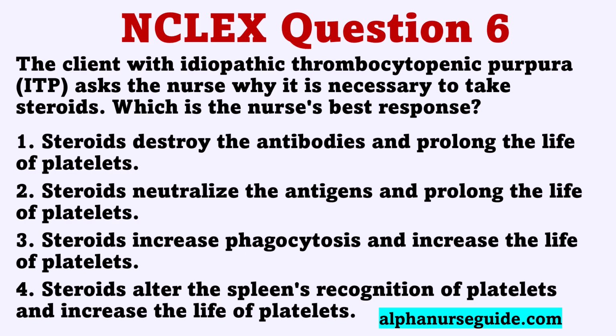The correct answer is 4. ITP is treated with steroids to suppress the splenic macrophages from phagocytizing the antibody-coated platelets, which are recognized as foreign bodies, so that the platelets live longer. The steroids also suppress the binding of the autoimmune antibody to the platelet surface. Steroids do not destroy the antibodies on the platelets, neutralize antigens, or increase phagocytosis.